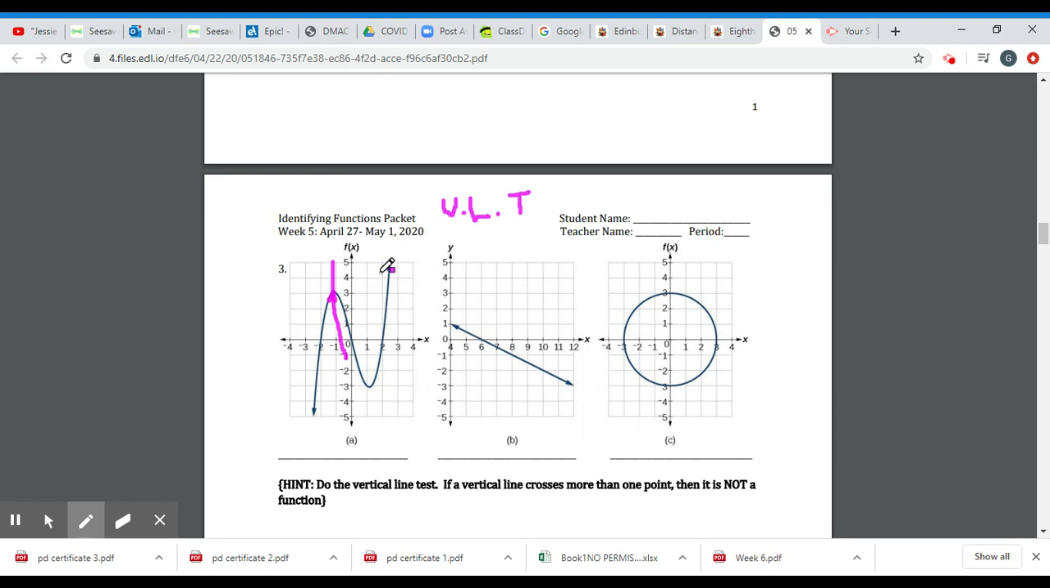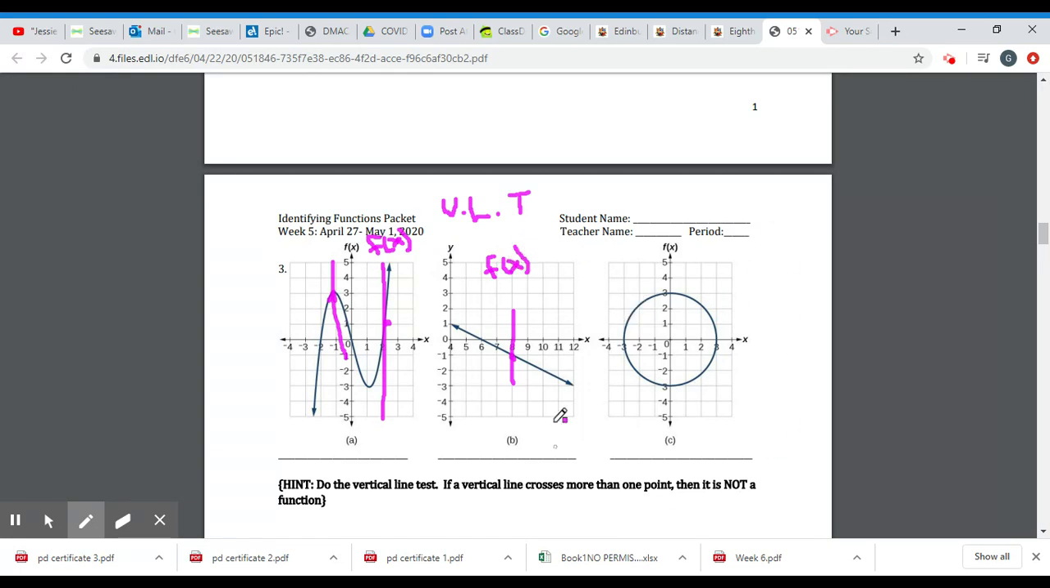No. Even if I did it right here, some people may think, or it may look like, but if you really went down, it really is never in the same spot the whole way. So this wouldn't pass more than once. So this would be considered a function because it passed the vertical line test. It didn't pass more than one time. What about here? Just one time. So it is a function.